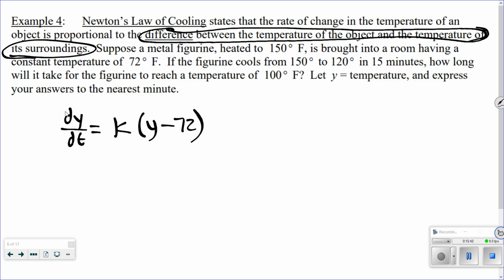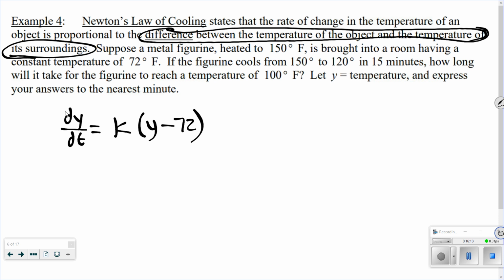So what I've got here is not quite that exponential model. It's a little bit different because instead of dy/dt equals k times y, it's dy/dt equals k times (y minus 72). It's not proportional to the variable itself. It's proportional to the difference between the variable and its surroundings. So let's solve this first to come up with our formula, because this is not that exponential growth decay model we've been using, y equals Ce^(kt). It's actually pretty close to it, and you'll see in a second.